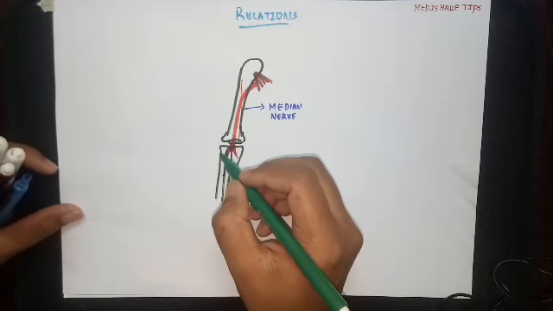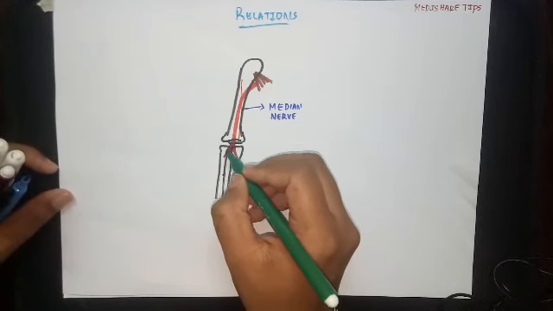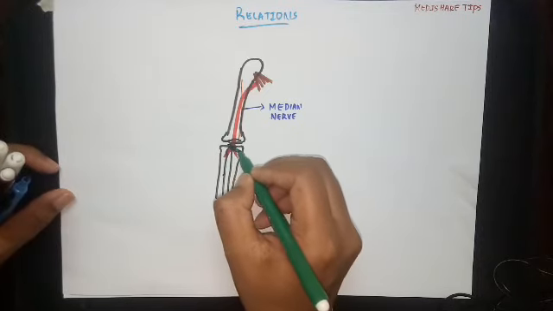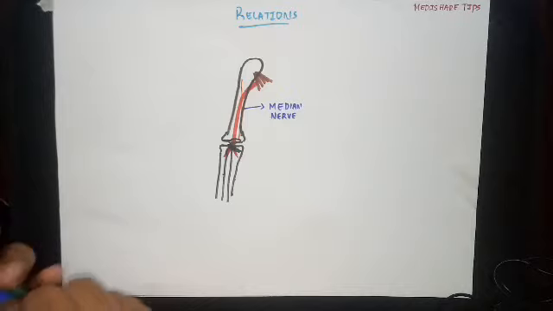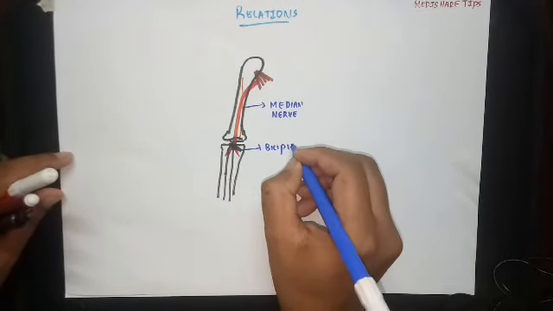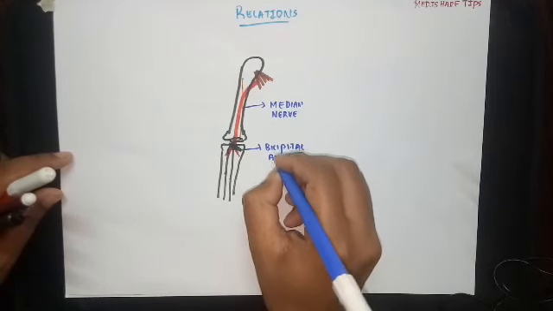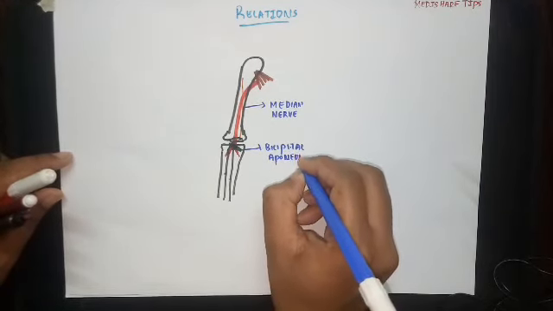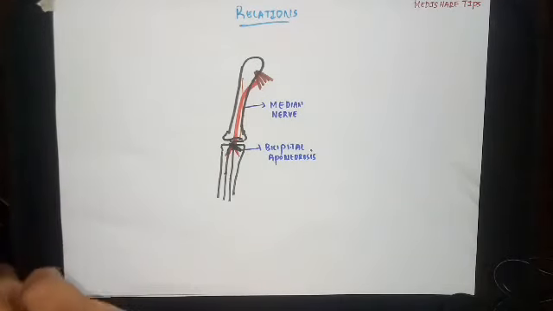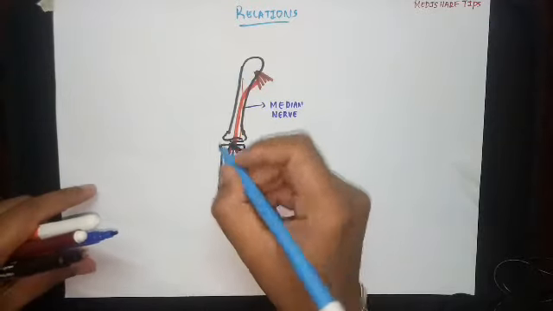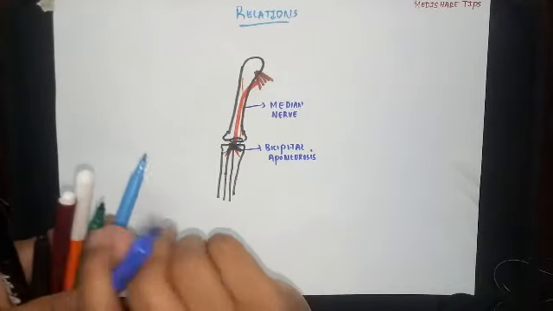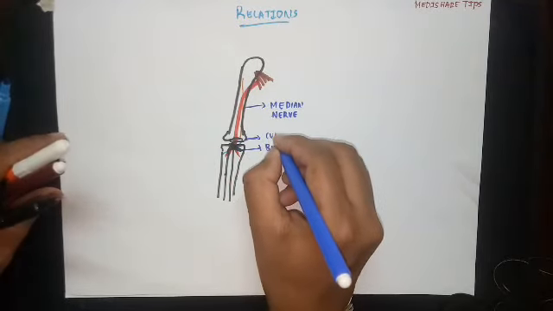The artery is also crossed by the bicipital aponeurosis at the cubital fossa. So this is the bicipital aponeurosis. And it is also crossed by the cubital vein in the cubital fossa. So this is the cubital vein.